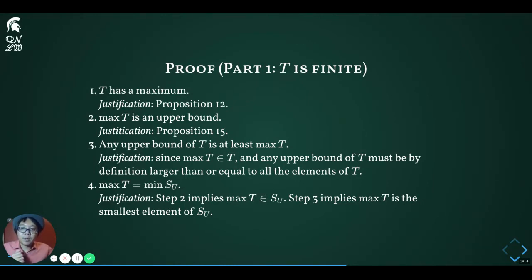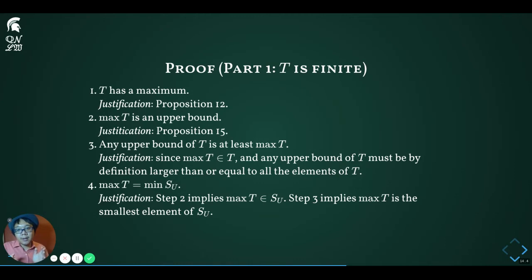Step 1. T has a maximum. This follows from proposition 12 on the usable statements sheet, where we proved earlier this week that any finite set has a maximum. Step 2. The maximum of T is an upper bound. This follows from proposition 15 on the usable statements sheet, as we proved earlier this week that the maximum of a set is automatically an upper bound.